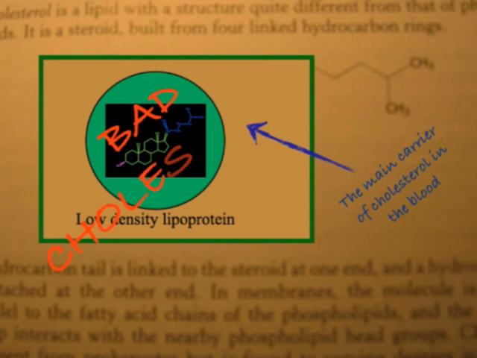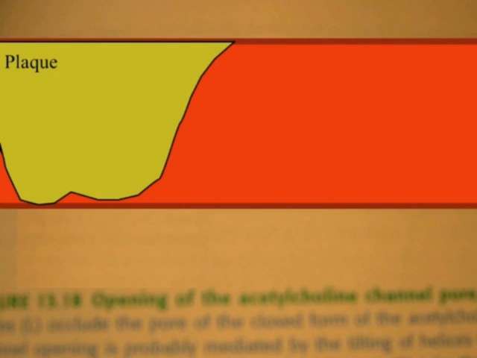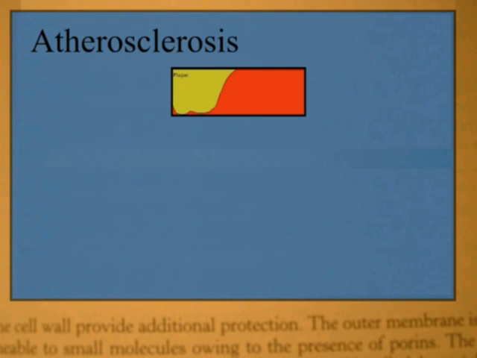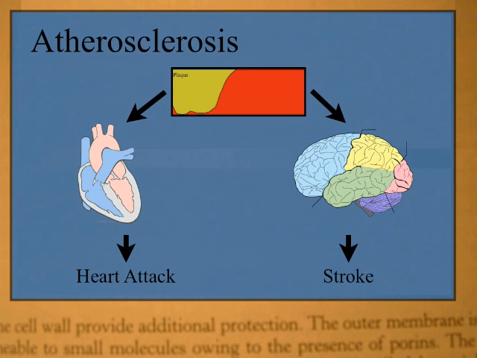LDL is often referred to as bad cholesterol. This is because high levels of LDL in the blood can lead to the accumulation of LDL in the blood vessel walls. These can then lead to the formation of hard plaques. With the addition of more LDL, these plaques can become large enough to stop blood flow completely. Atherosclerosis, which is the condition in which the arteries are blocked due to these plaques, can lead to heart attacks if the blockage is in the heart, or if the blockage is in the brain it can lead to a stroke.